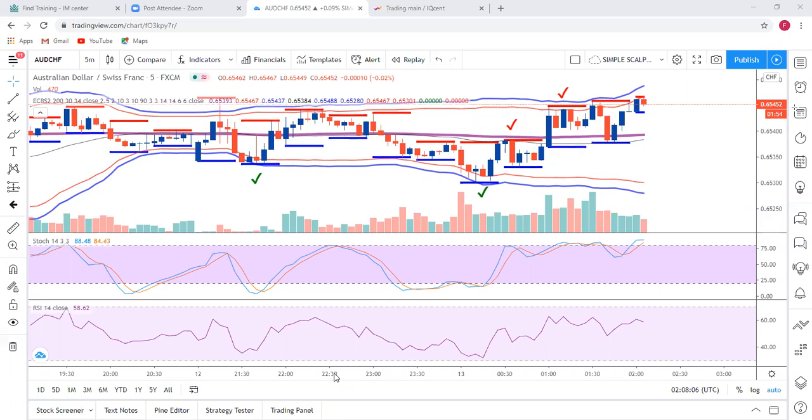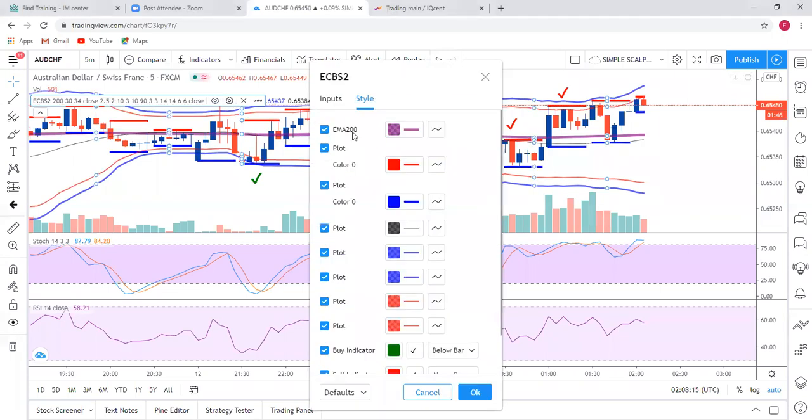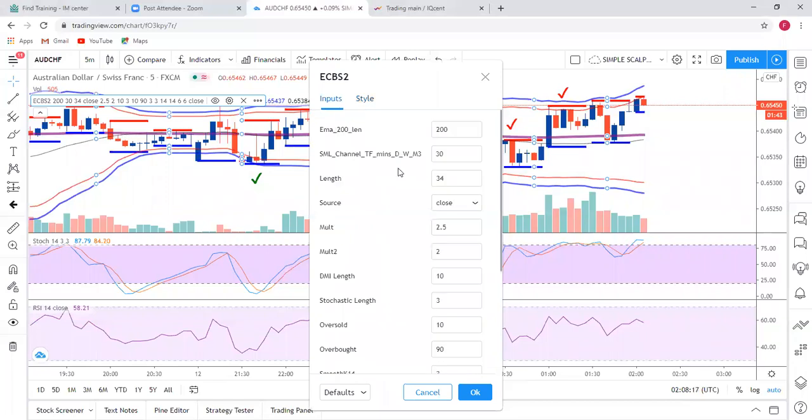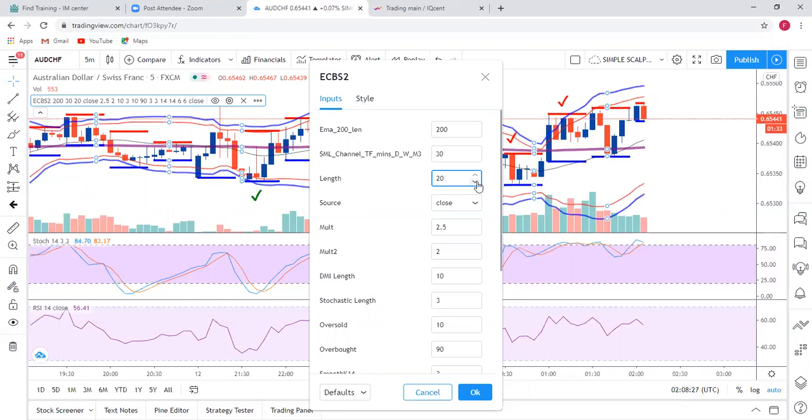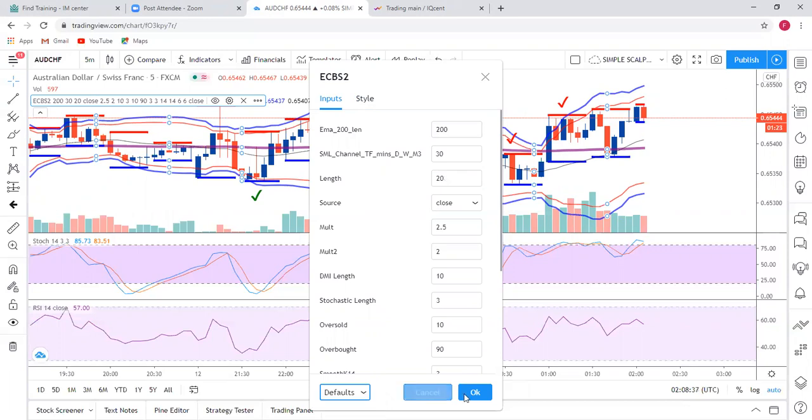Okay, all right. So let me do my setup. I come to these settings. The only thing I need to change is in my inputs, my length must be 20. You change the length to 20. Now I got the settings from Ivan Cabral himself. That is why I said you can never overemphasize academy. Then you come and save as default and click OK.